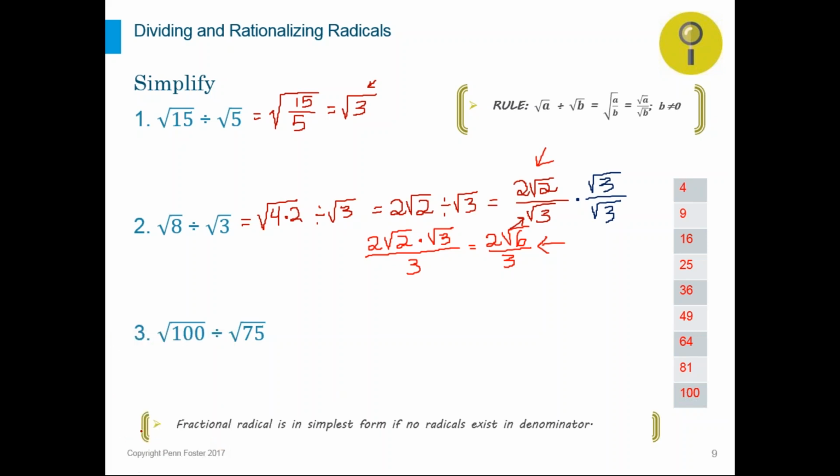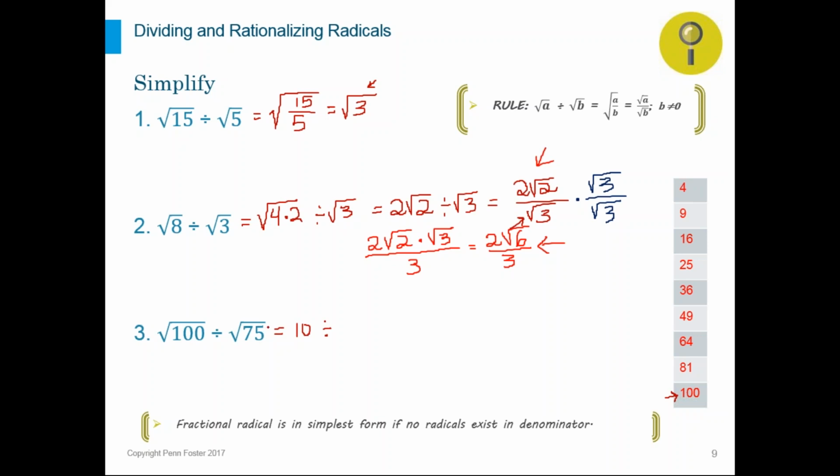Okay, let's do another example. The square root of 100 divided by the square root of 75. 100 clicks to my mind because 100 itself is a perfect square, meaning that when I take the square root of 100, it will give me a whole number. It's 10. So let's rewrite the question. So I'm actually dividing 10 divided by the square root of 75.